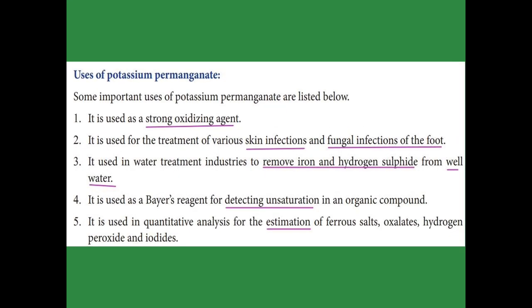Uses of potassium permanganate: it is a strong oxidizing agent, and it is used as a medicine for skin infection and fungal infection of food. In water treatment we use this compound to remove iron and hydrogen sulfide from well water. And Baeyer's reagent, what is Baeyer's reagent? Cold dilute alkaline KMnO4 is called Baeyer's reagent. This compound is used to detect unsaturation in organic compounds, and it is used to estimate ferrous salt, oxalate, hydrogen peroxide and iodide.